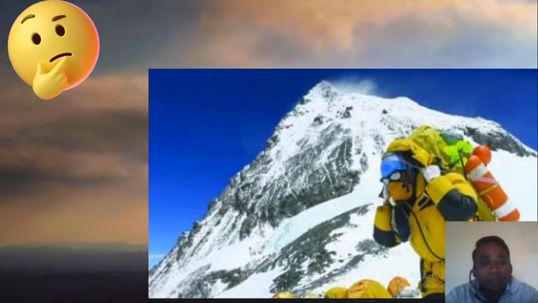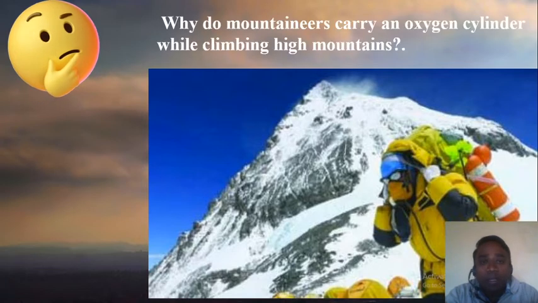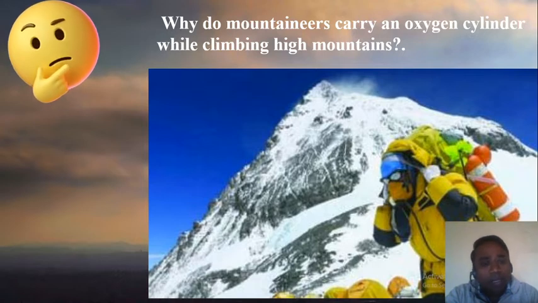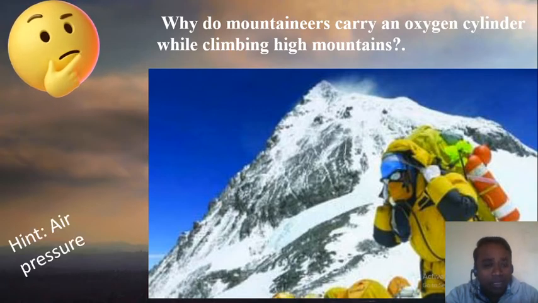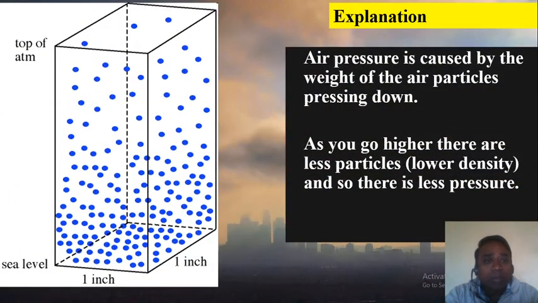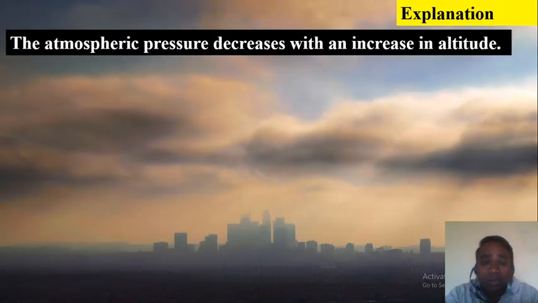Now look at this picture. This is a mountaineer trying to climb a mountain. Is he carrying an oxygen cylinder with him? Why is it necessary to carry an oxygen cylinder when you climb up a mountain? Here's a hint for you: it has something to do with air pressure. Air pressure is caused by air particles pressing down. As you go higher, there are fewer particles, and so there is less pressure. So atmospheric pressure decreases with increasing height or altitude.